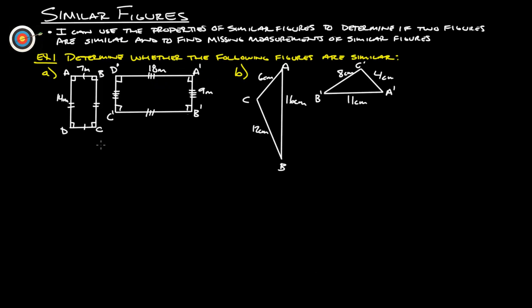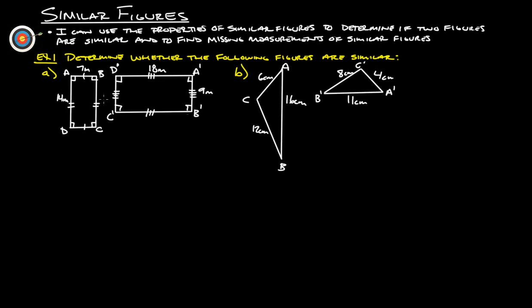Okay, so let's take a look and see. We're going to determine whether the following figures are similar. So we're going to see if this is similar to that. In order for that to happen, if you remember from our definition, all the angles have to be equiangular, so they all match up, and then also the ratios of the sides have to be the same.